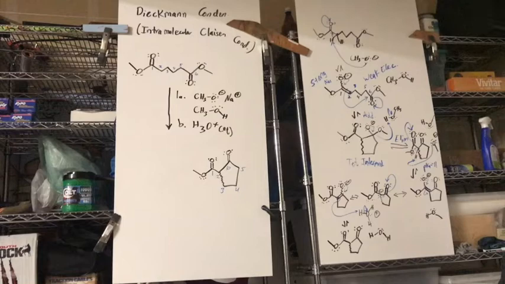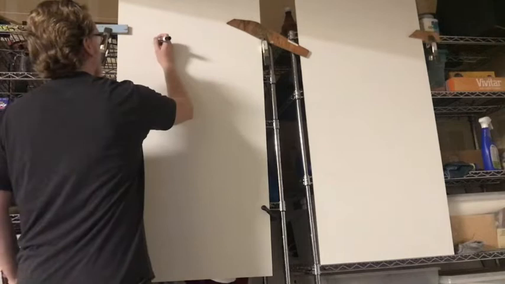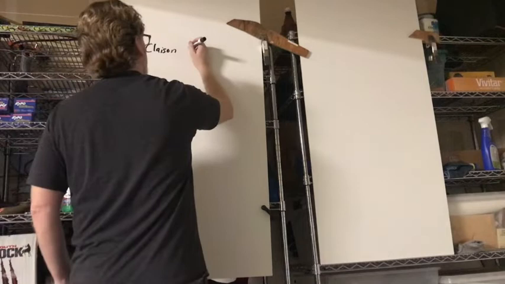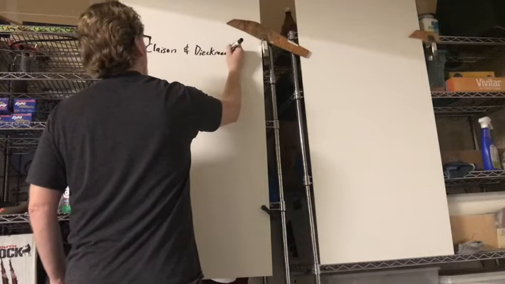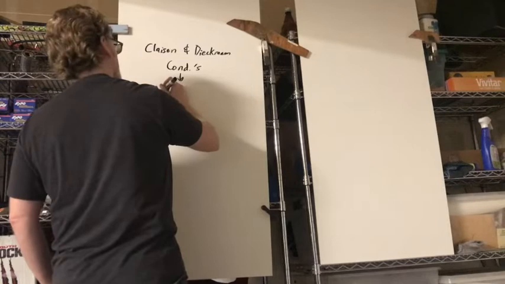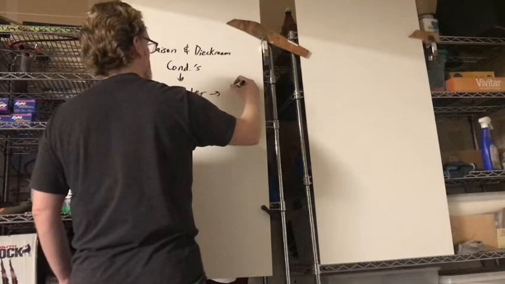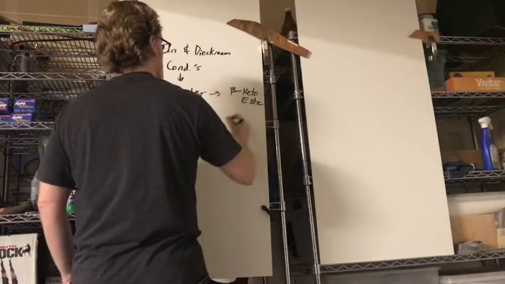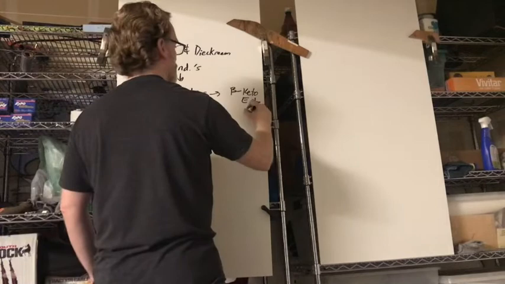Okay, so we just saw the Claisen and the Dieckmann condensation. In both of those, you had two esters make a beta keto ester. So you go from two esters to one ester and a ketone.